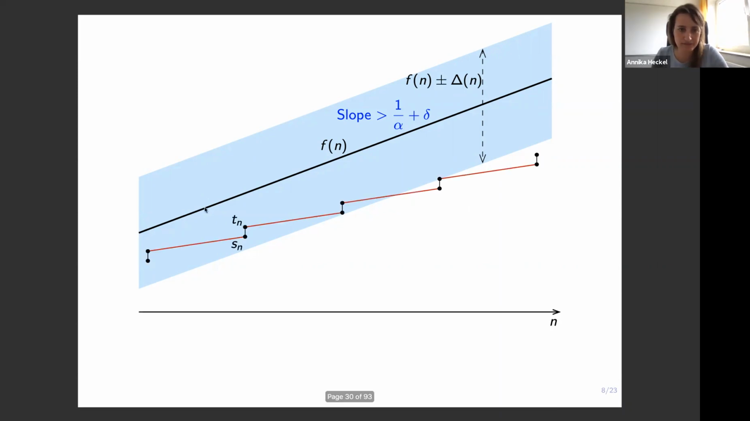And the coupling: suppose we have some intervals, s and t, that contain the chromatic number. Then we know the slope between the intervals is at most 1 over alpha, because if we increase n by alpha times r, the interval moves up by at most r. So these red lines have slope at most 1 over alpha.